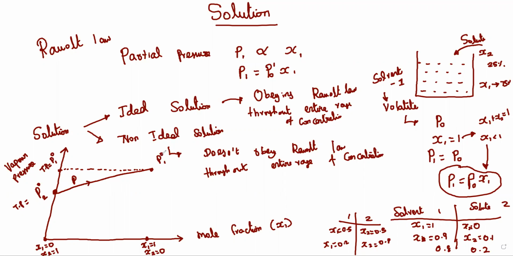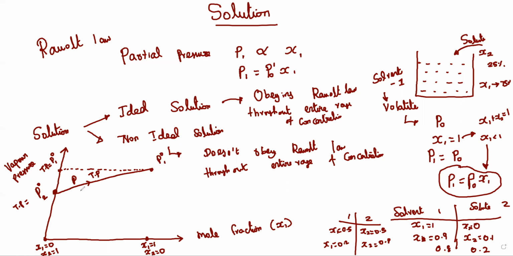It is P1 to the power of 0. Sometimes P1, the vapor pressure of first component, may be less than the vapor pressure of second component. In that case the graph will go like this. So we assume that here P1 is more than P2. If that is true, then the graph goes like this. This is the total pressure. This is the graph of total pressure.